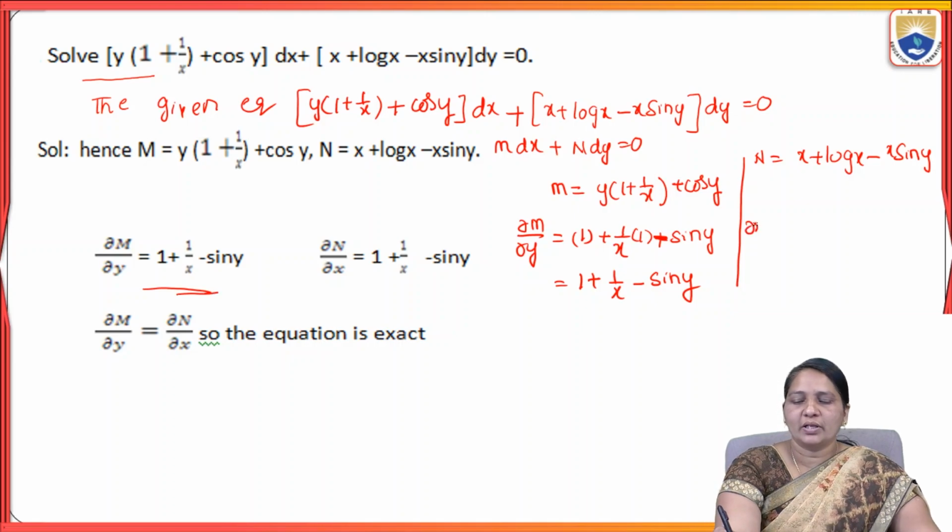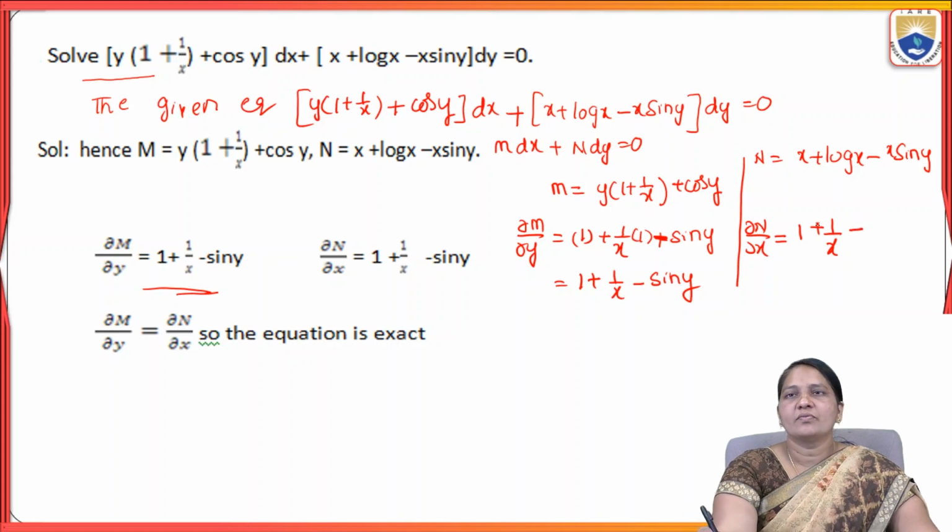Now I am going to calculate dou N by dou x. With respect to x, the differentiation of x is 1, plus the differentiation of log x is 1 by x, minus, since we are differentiating with respect to x, y is a constant, so sin y is a constant. The x value is 1. So finally this is 1 plus 1 by x minus sin y.